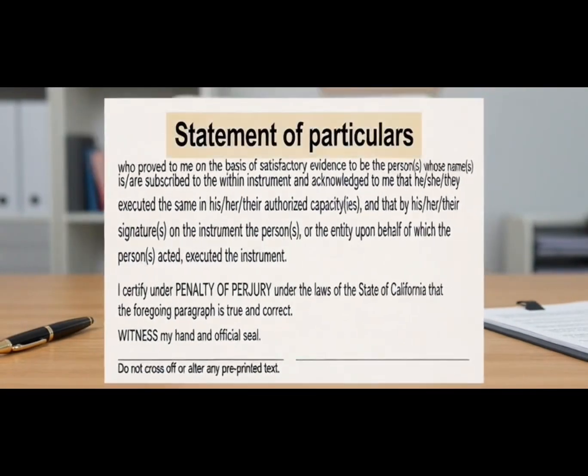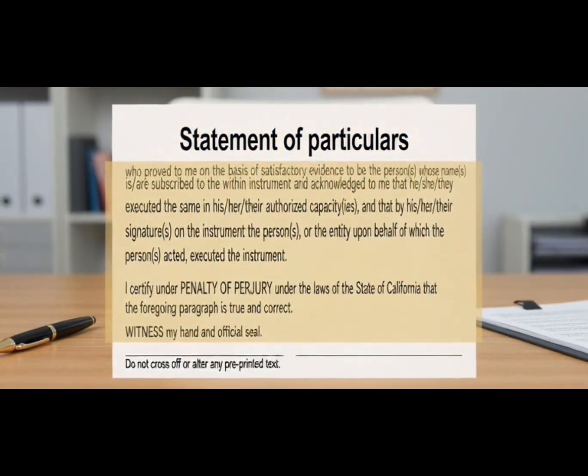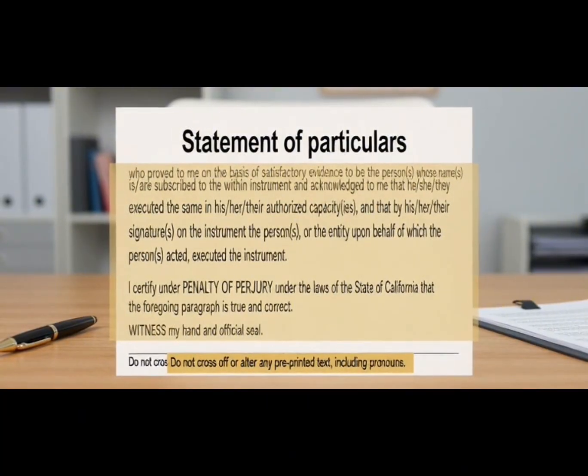In an acknowledgement certificate, this section is known as the Statement of Particulars. We do not cross anything off and we do not acknowledge any pronouns on the certificate.